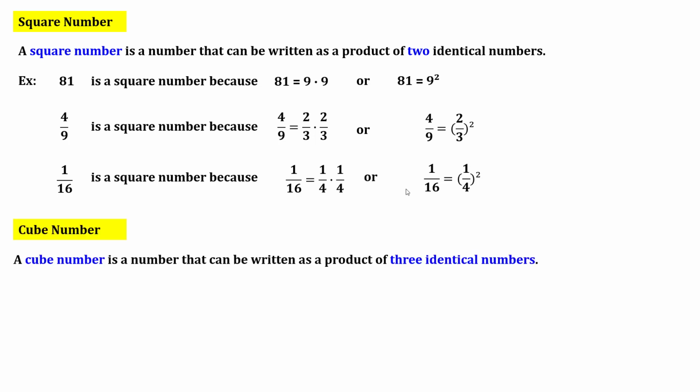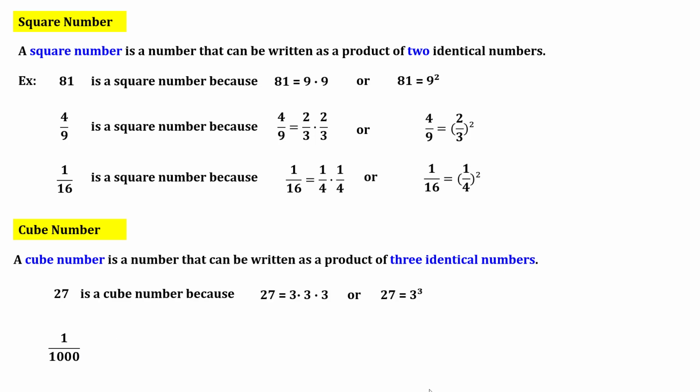And then a cube number. You can probably figure out what this one will be. A cube number is a number that can be written as a product of three identical numbers. So a cube number is a number that's equal to something cubed. And product means things multiplied. So 27 and 1/1000 are cube numbers.